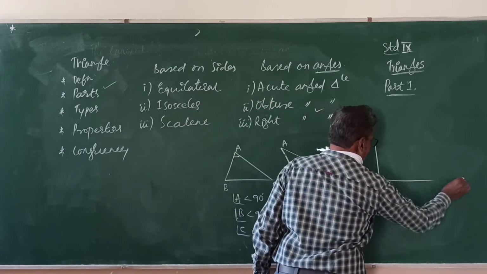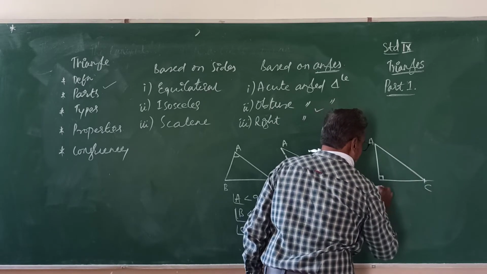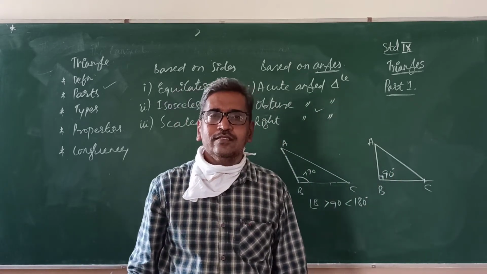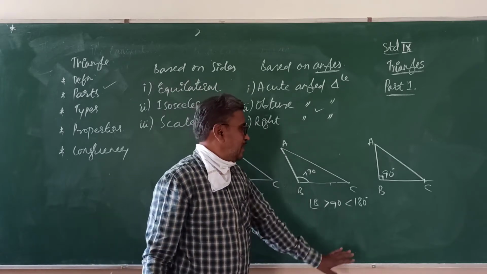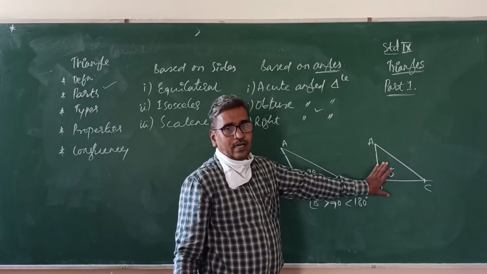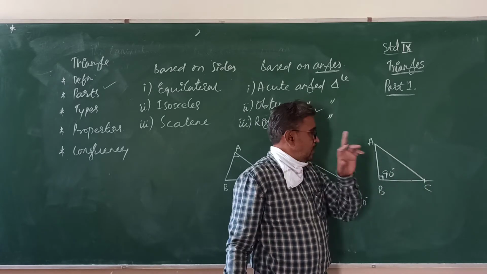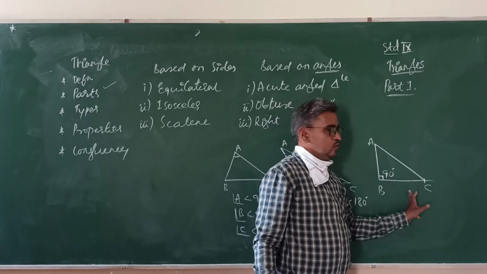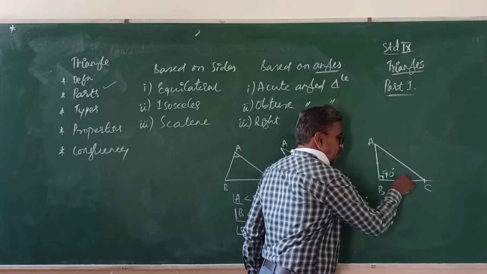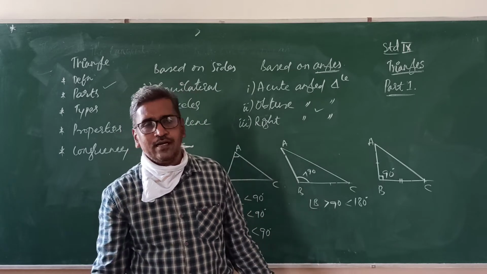Right angle means 90 degrees. Here ABC is a triangle and angle B is equal to 90 degrees. If one angle is 90 degrees, then the triangle is said to be a right angled triangle. Only one right angle is possible. Then what about the remaining two? The remaining two together make 90 degrees. In a right angled triangle, if the two sides containing the right angle are equal, then it is said to be an isosceles right angle triangle.